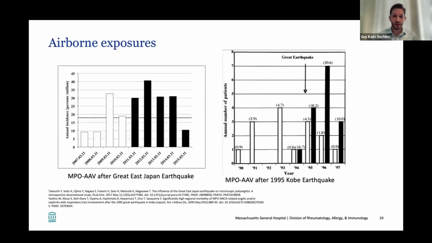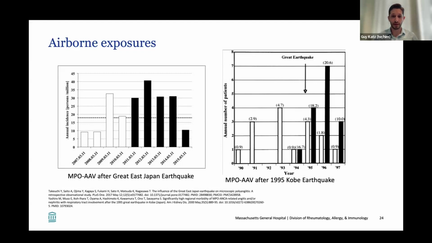Other airborne exposures have been identified, and there are specific airborne exposures that have been studied and identified, but I think it's more helpful to just kind of look more broadly and think about the conceptual aspect of how this works. So these are two studies looking at the development of MPO ANCA-vasculitis after two different earthquakes. And in both, you can see on the left side of the graphs is before the earthquakes, on the right side is after the earthquakes.